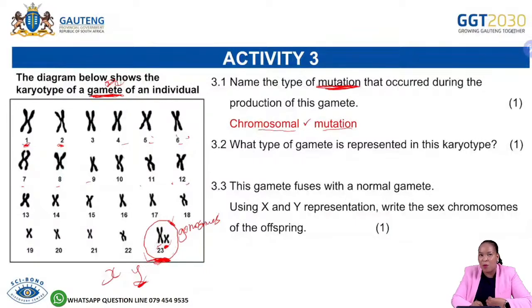So the X and the Y will give you what type of gamete? This will give you a sperm cell. Remember, we don't say male because the question says gamete. I know some of you might have said this is a male karyotype, but because it says gamete, this karyotype is of a gamete. So what is a gamete? A sex cell. What do we call male gametes? We call them sperm. So that is why your answer is a sperm and not male.